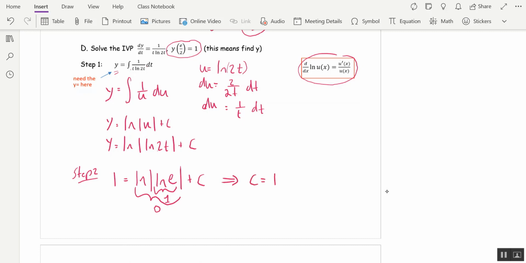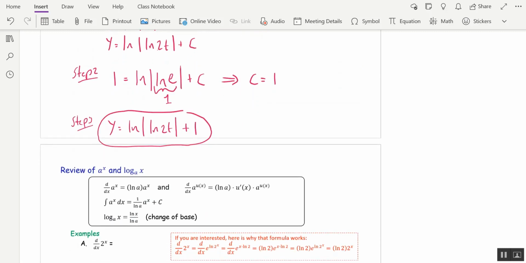That's really sloppy, so I'm going to try and clean that up a little bit. This is 1. Well, I could just write a new line, but I'm not going to. I'll just leave it like that for now. Step 3 is to put steps 1 and 2 together. We want to answer as a function. So y is ln of the absolute value of ln 2t plus c, but now we know what c is. C is 1. And so that's our answer.